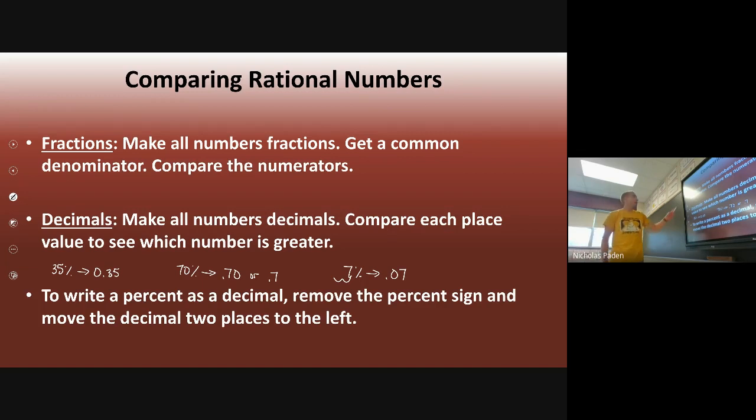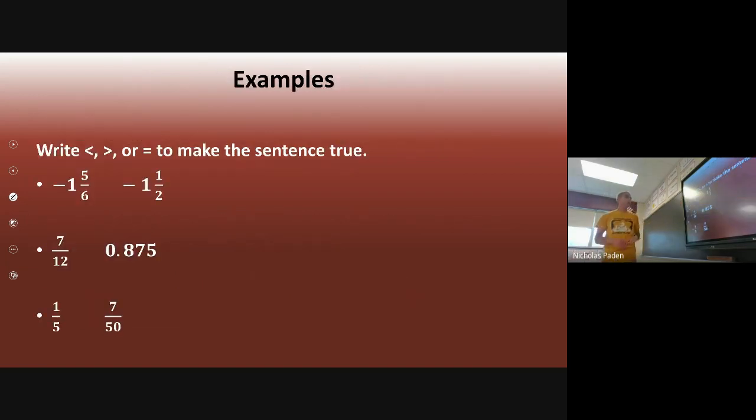Okay, so looking at a few examples. So we see that -1 5/6, -1 1/2, and we want to write inside of here, is it greater than, less than, or equal to? So that's the first type of problem we're going to see with comparing these. If they are both fractions, I would leave them both as fractions and then just use a common denominator.